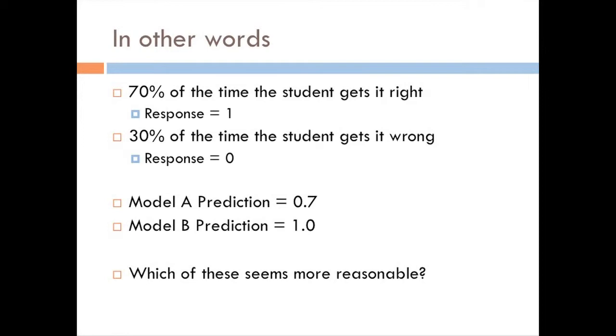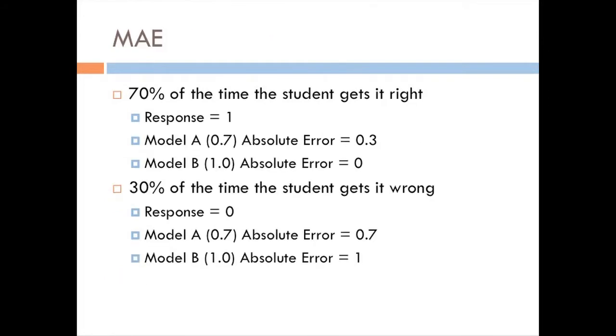Most people would say it's model A, because model A makes the exact same proportion prediction as the actual data. So let's look at the mean absolute error for this example. 70% of the time the student gets it right, so the response is 1. And model A predicts 0.7, so the difference between 1 and 0.7 is 0.3, so the absolute error is 0.3. Model B predicts 1. The difference between 1 and 1 is 0, so the absolute error is 0.